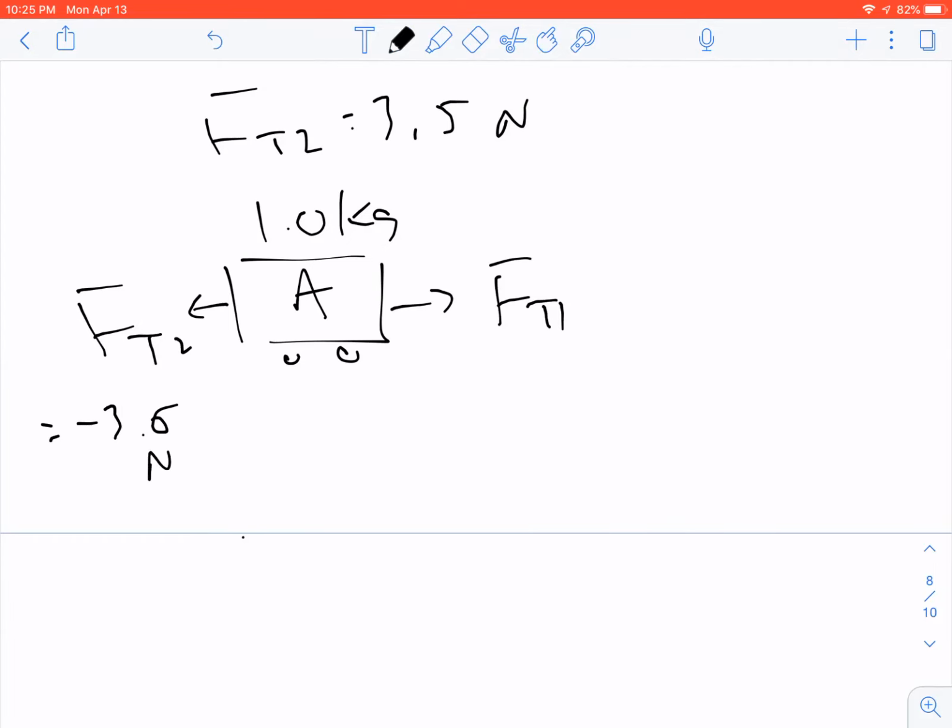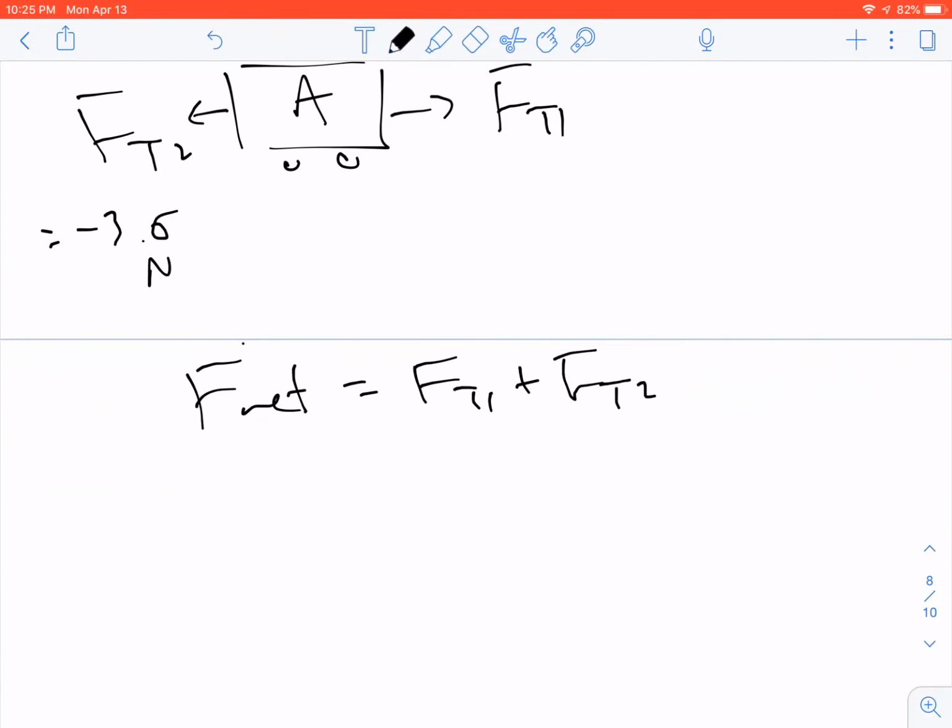If I do my F net statement for this question, F net for cart A is the two forces acting on it, FT1 and FT2, string 1 and string 2. And I know that F net is MA. I know that FT1 is unknown. I know it's 5, but we're going to prove that it's 5. And FT2 is negative 3.5 newtons.